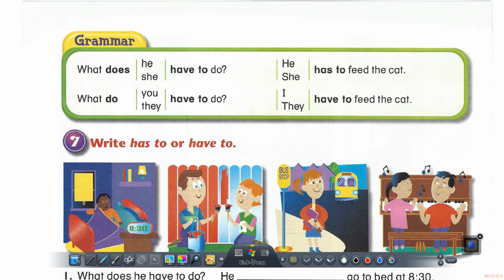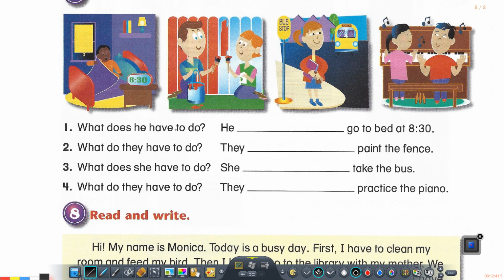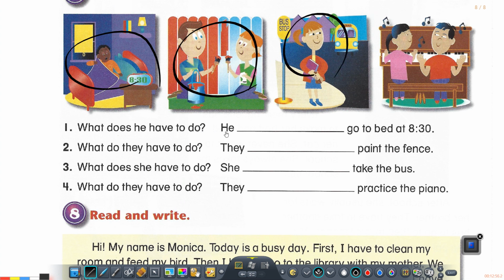자, 그러면 읽어볼까요? What does he have to do? 자, 영어로 질문 한번 읽어봅시다. What does he have to do? 2번은요. What do they have to do? 3번은 What does she have to do? 네 번째. What do they have to do? 그렇죠. 여러분, 자, 우리 여학생이 물어보고 남학생이 대답해 볼게요.